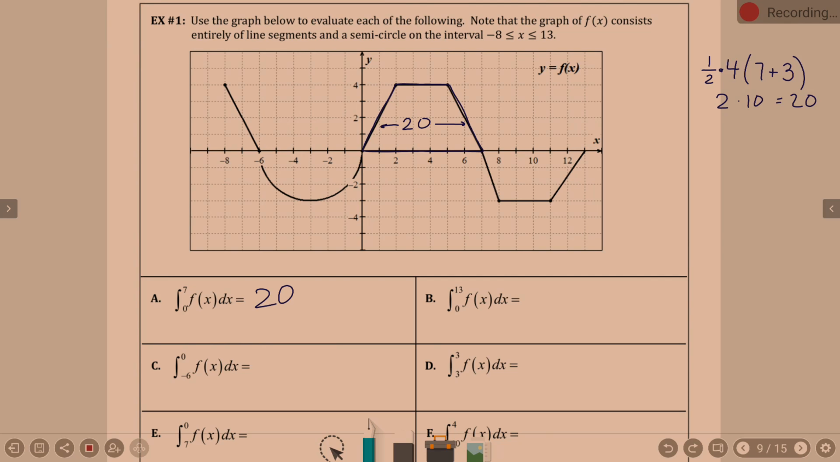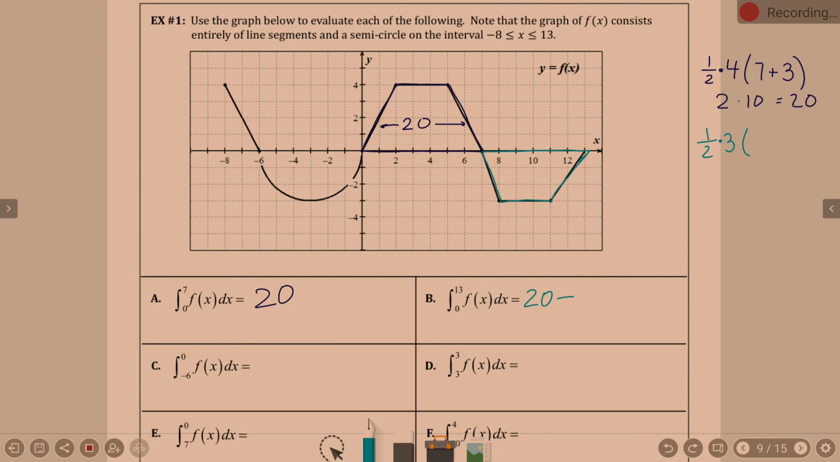So next, 0 to 13. You subtract the bottom area. So we know we have 20 from 0 to 7. We know this bottom area is below the x-axis, so we are subtracting. Again, you can try counting your rectangles, but what will definitely work is a trapezoid again, 1/2, a height of 3. I'm going to say 3 because I've already addressed the fact that we are subtracting.